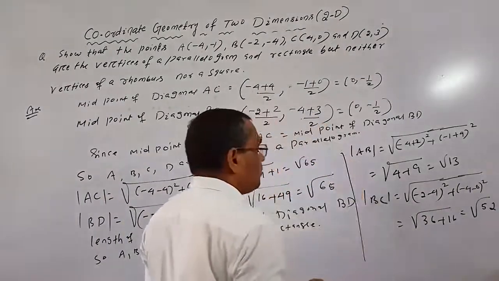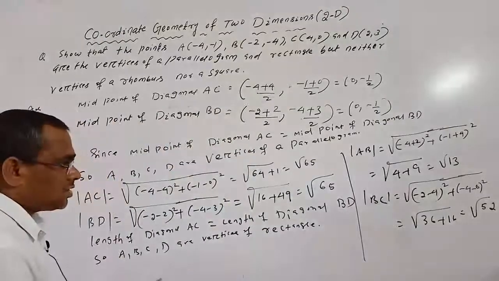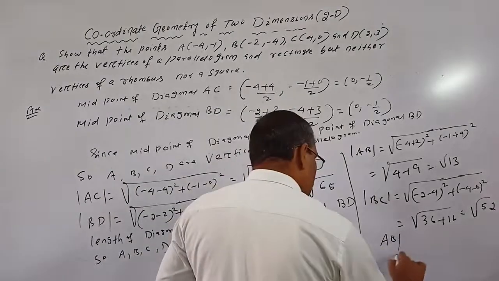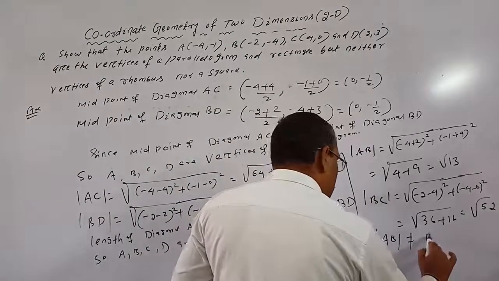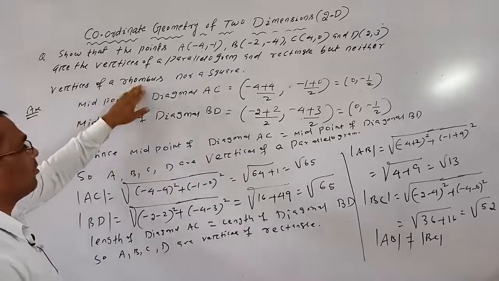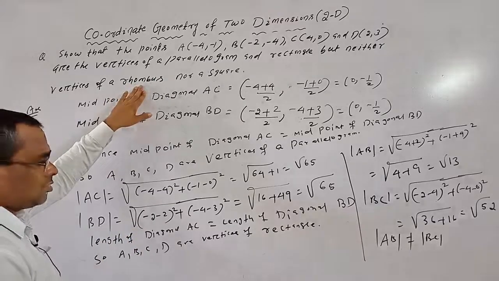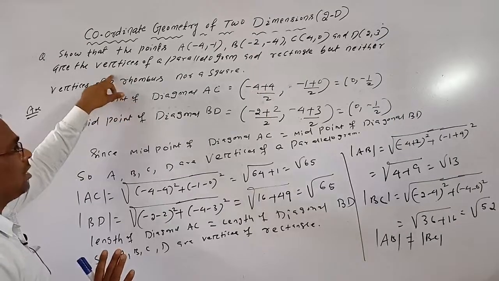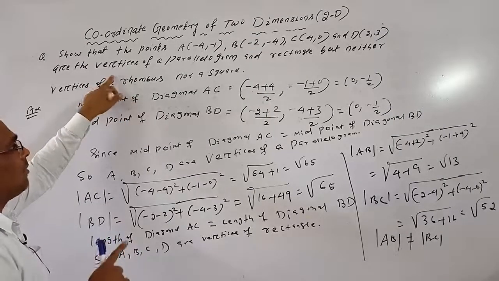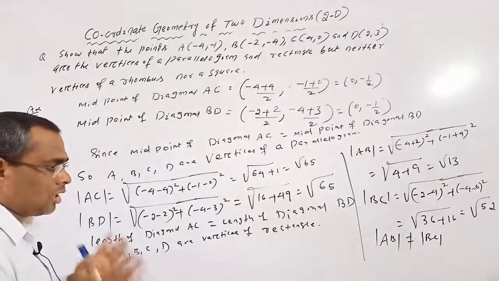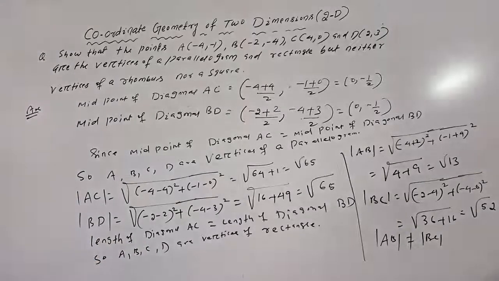So here the lengths of adjacent sides are not equal: length of AB is not equal to length of BC, that means it can never be a rhombus, and also not a square. So these are the vertices of a parallelogram and rectangle, but it can never be a rhombus nor a square, because the sides are not of equal length. Okay, in this way you have to calculate or prove this one.